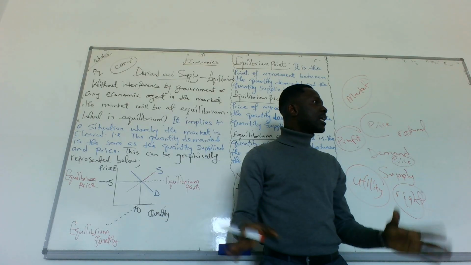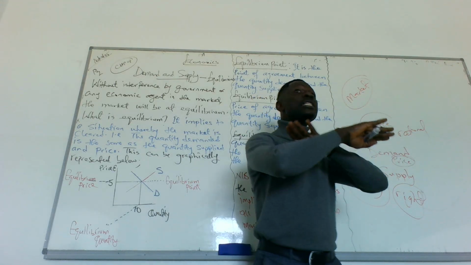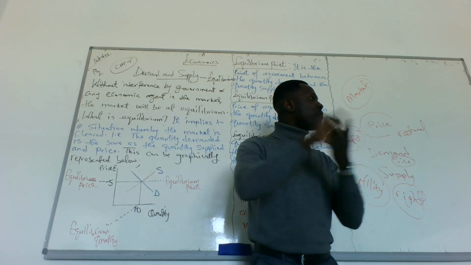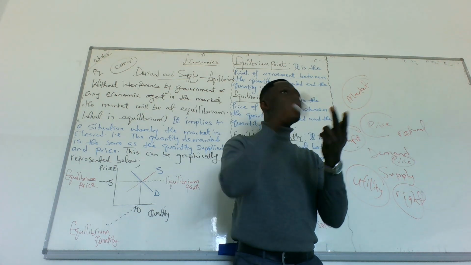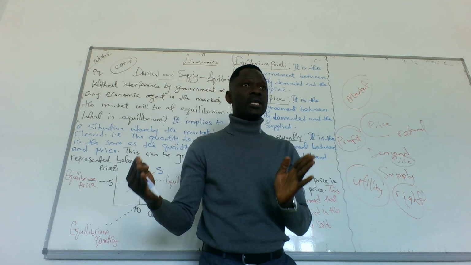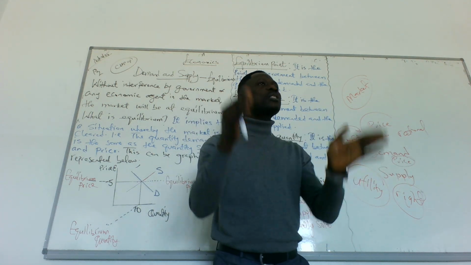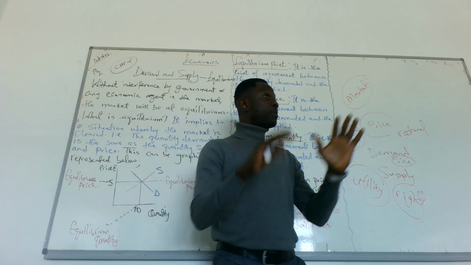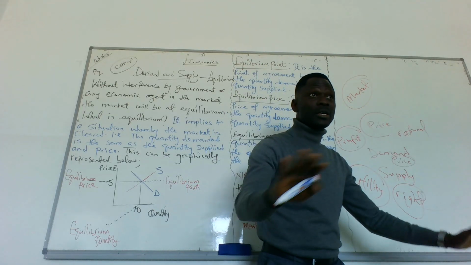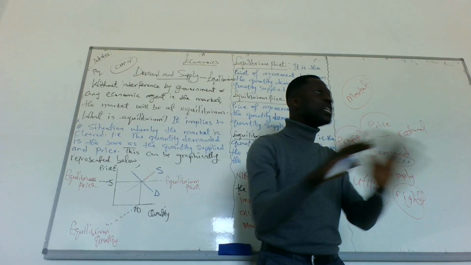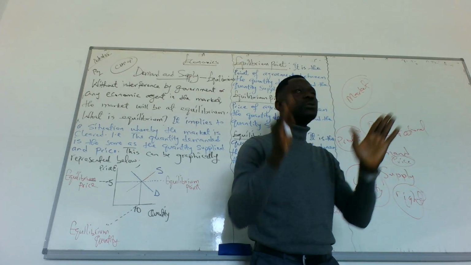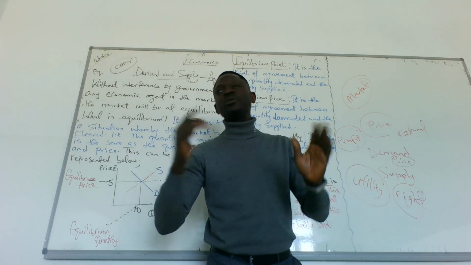So what we need to understand is that if all things are equal, without government intervention, without any economic agent intervention or interference, the market will be what? At equilibrium. Which simply means if everything is fine, no interference, no intervention, the price will be right for consumers and the price will be right for producers.